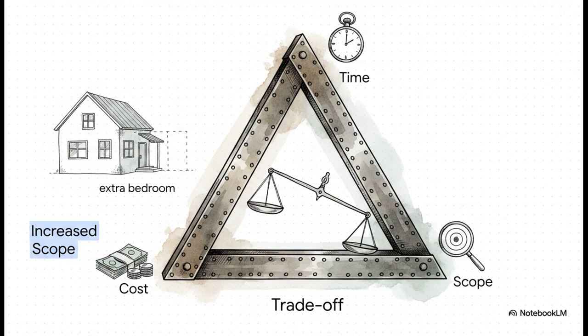Now, these constraints are highly interconnected. If your client suddenly demands a larger scope, maybe they decide they want an extra bedroom on that house you're building, you can't just say yes without a trade-off. You are going to have to sacrifice by requiring more time to build it or a bigger budget to pay for it. That triangle absolutely must balance.